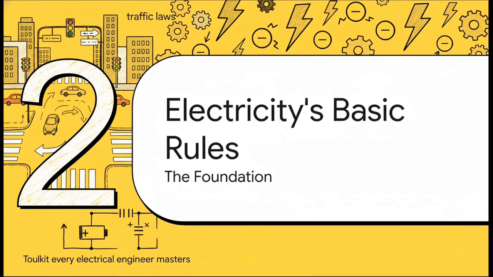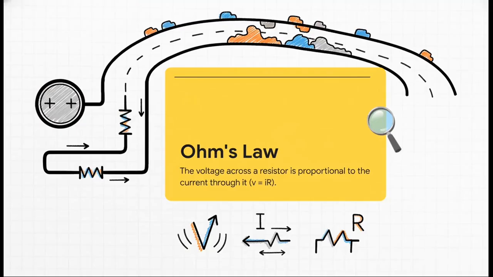Now, any city that works well needs traffic laws, right? Otherwise, it's total chaos. Well, to tame electricity, the first pioneers had to discover its fundamental laws. These are the absolute basics, the toolkit every single electrical engineer has to master. And first up is the big one, Ohm's law. It is so elegantly simple. It just says that the voltage, our traffic pressure, is equal to the current, which is our traffic flow, multiplied by the resistance. And what's resistance? It's basically just a narrow, bumpy road that slows traffic down. This little equation, V equals I times R, is the absolute bedrock of all circuit analysis.